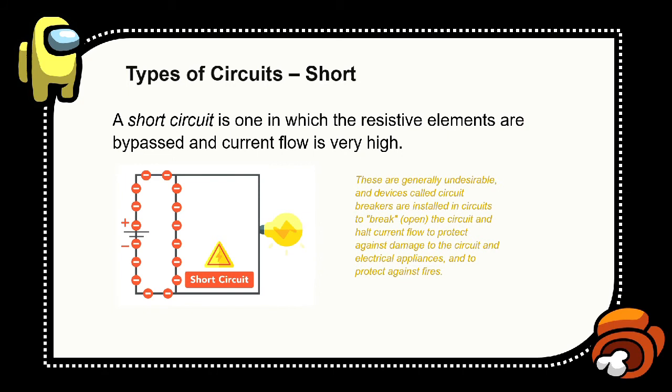So the last type of circuit is what we call the short circuit. A short circuit is one in which the resistive elements are bypassed and the current flow is very high. These are generally undesirable, and devices called circuit breakers are installed in circuits to break or to force open the circuit and halt current flow to protect against damage to the circuit and electrical appliances and to protect it against fires.